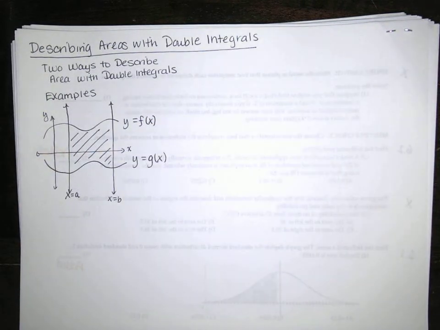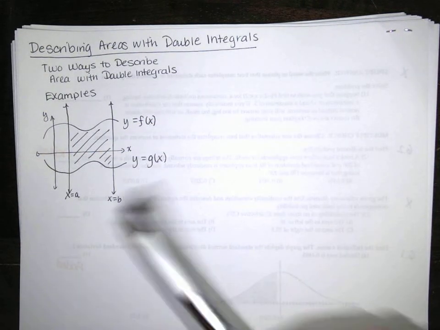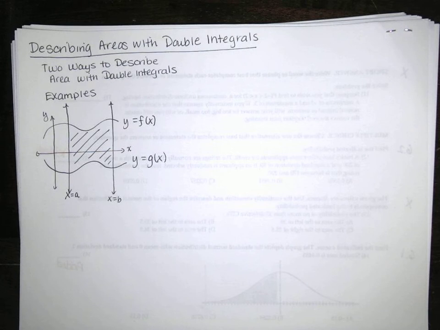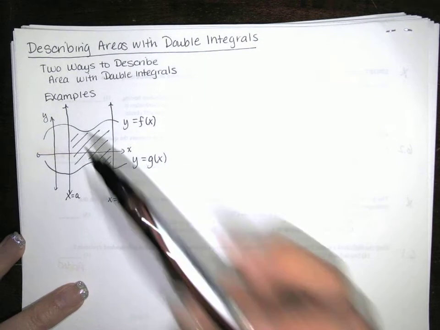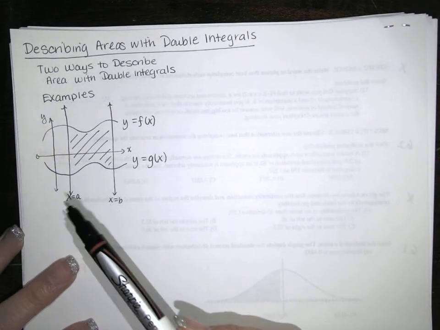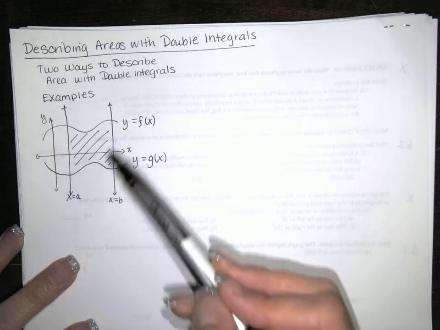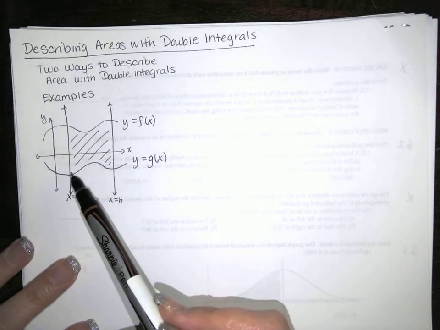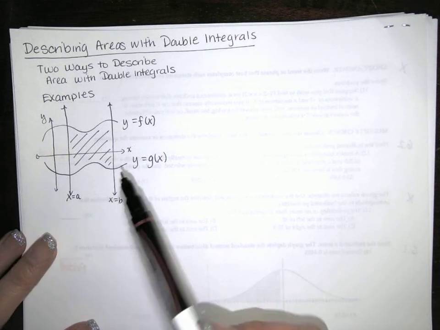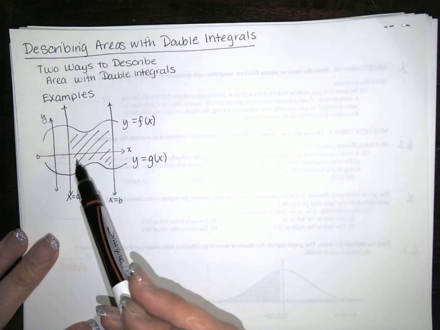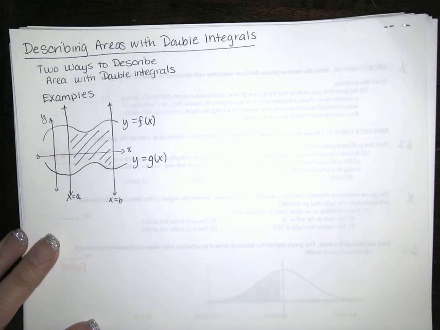Instead, you want to represent it as a double integral, because maybe this is the region that we're integrating over for some function of two variables, f of x, y. Maybe there's a surface sitting above this region, and we want to find the volume under the surface. In that case, the way we would describe this region is this way.